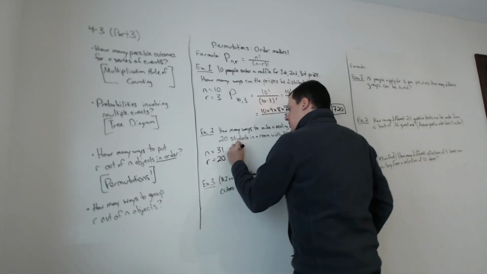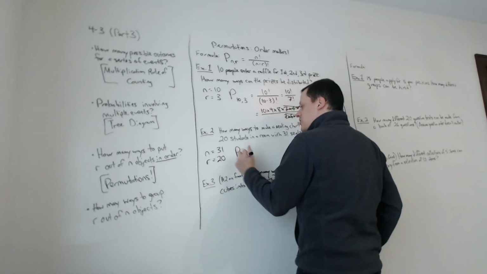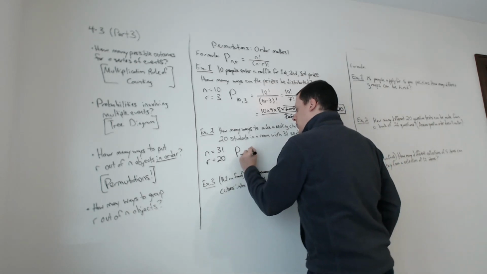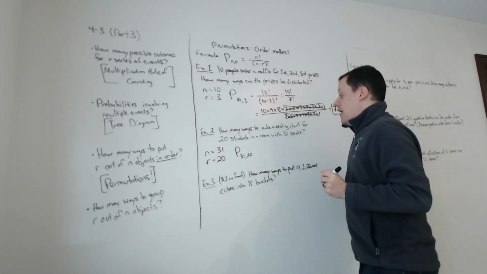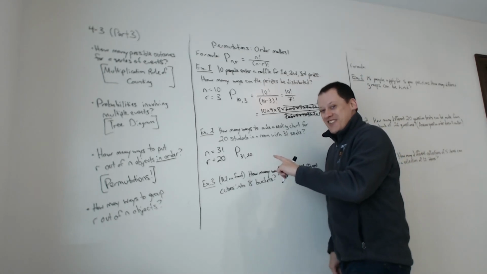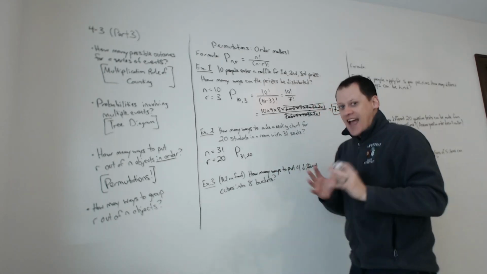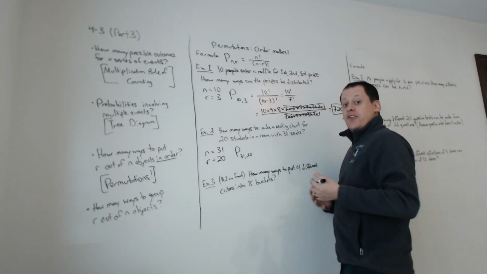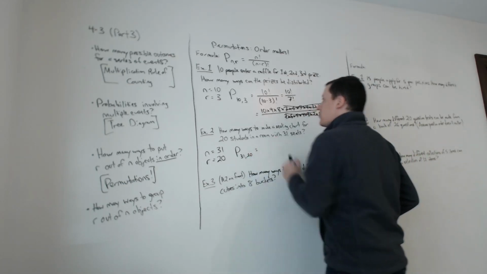So this time we're looking for the number of permutations. We've got 31 seats here, and we want to organize 20 students. This is a very real problem for teachers. You have to come up with the exact right seating chart for the students in your room. So how many different ways are there that you could do it? That's what this formula will tell us.